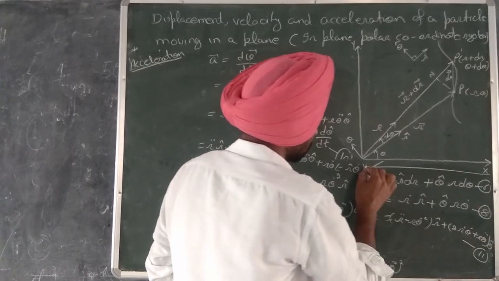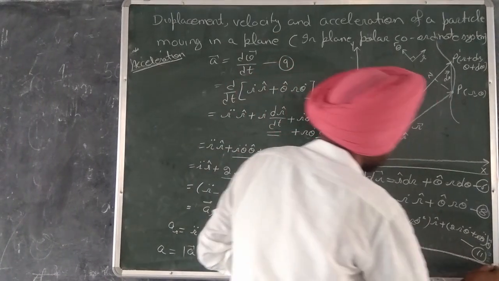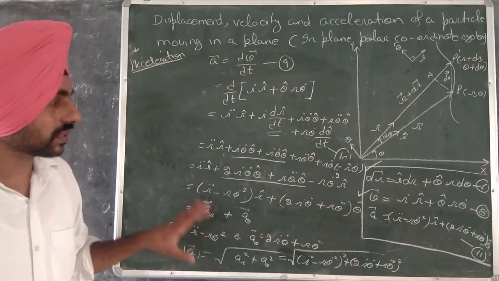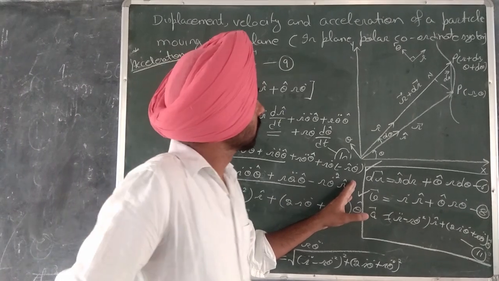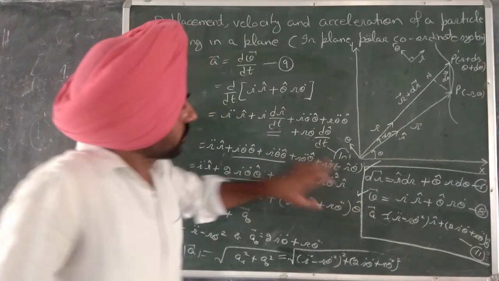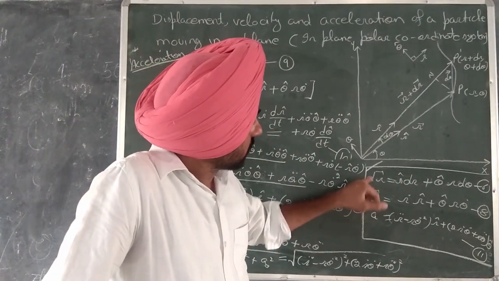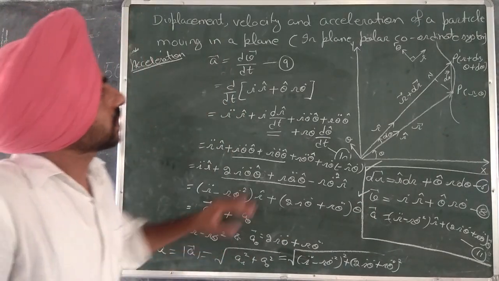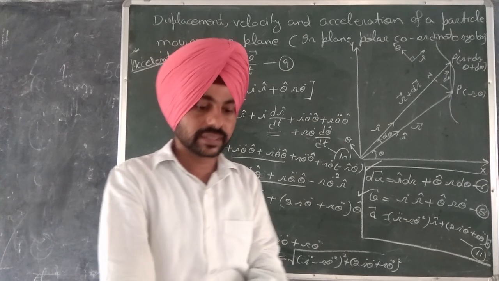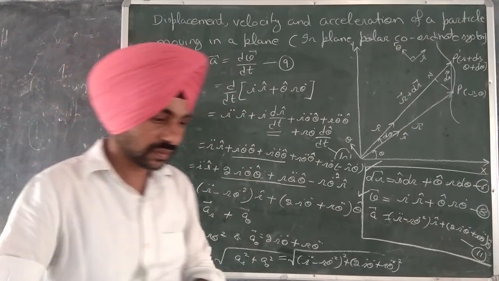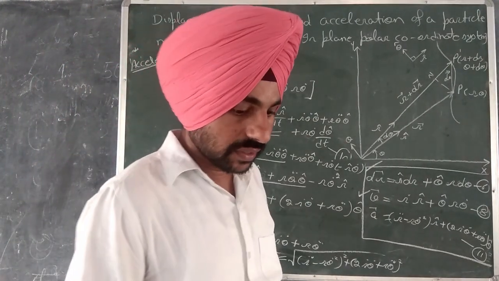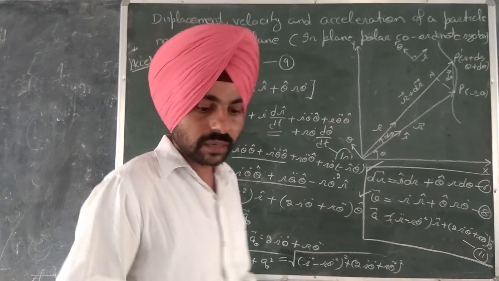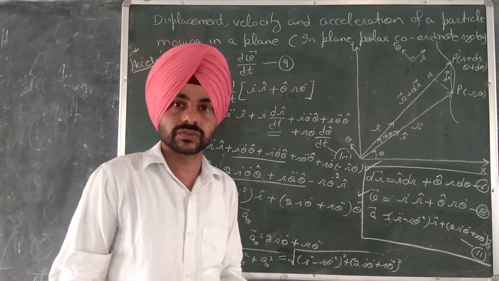So these are the three important expressions we found for the velocity, acceleration and displacement of the particle in a plane polar coordinate system. So next we will find out the spherical polar coordinate system and its unit vector.